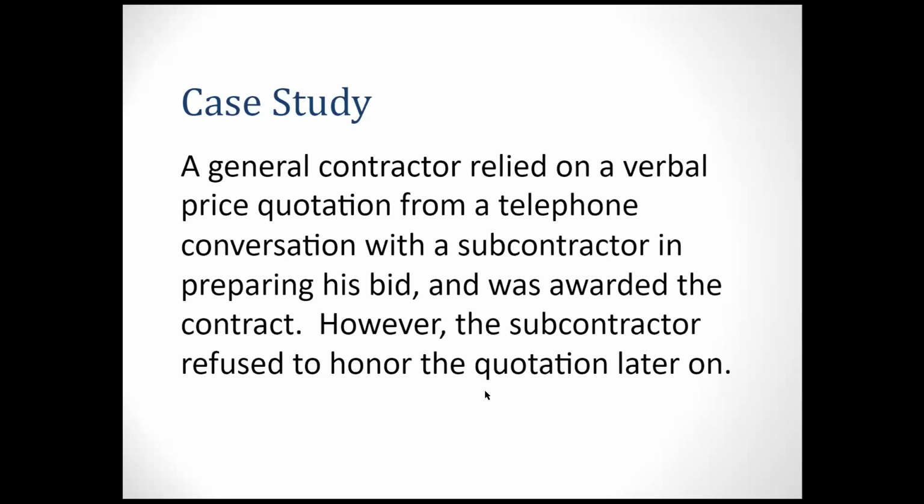So case study one is a general contractor who relied on variable pricing quotations from a telephone conversation with a subcontractor in preparing his bid, and was awarded the contract. However, the subcontractor refused to honor the quotations later on. So how to prevent this? The question here is a general contractor had a phone conversation with a subcontractor during the bidding, and the general contractor won the project. Now they want to use these quotes to do the project, but the subcontractor can refuse it.